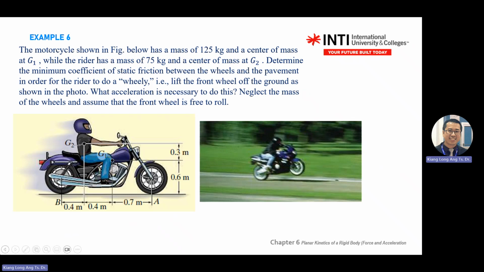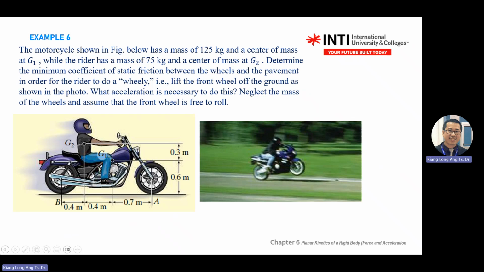It asks you the effect of two bodies, what happens if the rider does some action. You have point A, point B, and all the parameters are given. You are given the mass of the rider, the mass of the motor, and centers of mass G1, G2. You need to determine the minimum static friction coefficient between the wheel and pavement in order for the rider to do this action.